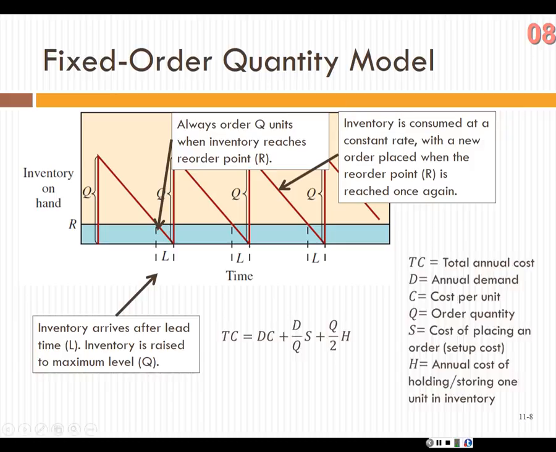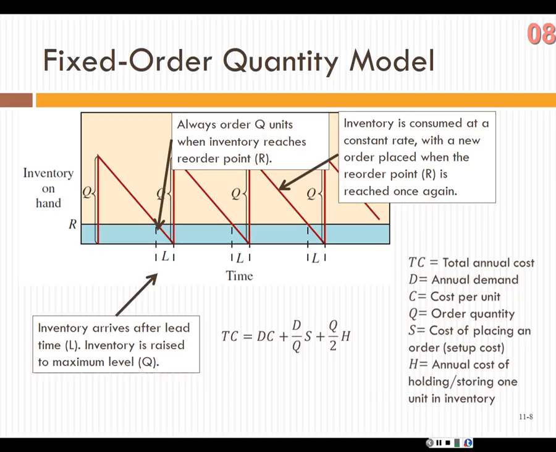Okay, now we're going to look at what we call the total annual cost. They say TC. I like to say TAC because it helps with total annual cost. Your total annual cost consists of, if you remember, we talked about that we have ordering costs and that we have holding costs. Your total cost then consists of what it costs me to buy the product, so it's my annual demand times my cost per unit.